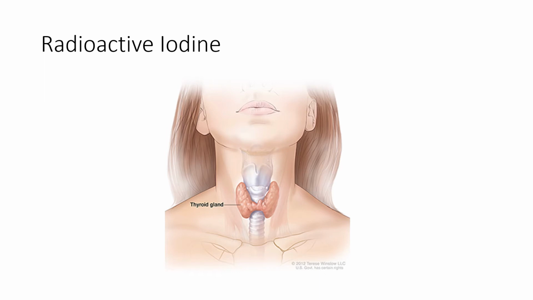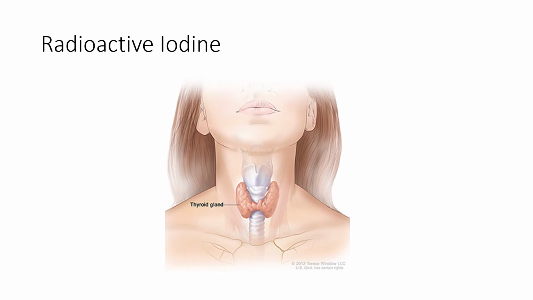Now, once you ingest the radioactive iodine, it has a half-life of around 8 days. So every 8 days, you lose half of that radioactive iodine that you've ingested. Of course, it depends on the initial concentration of the iodine pill, and how many 8-day periods it takes for you to be completely free of that radioactive iodine.